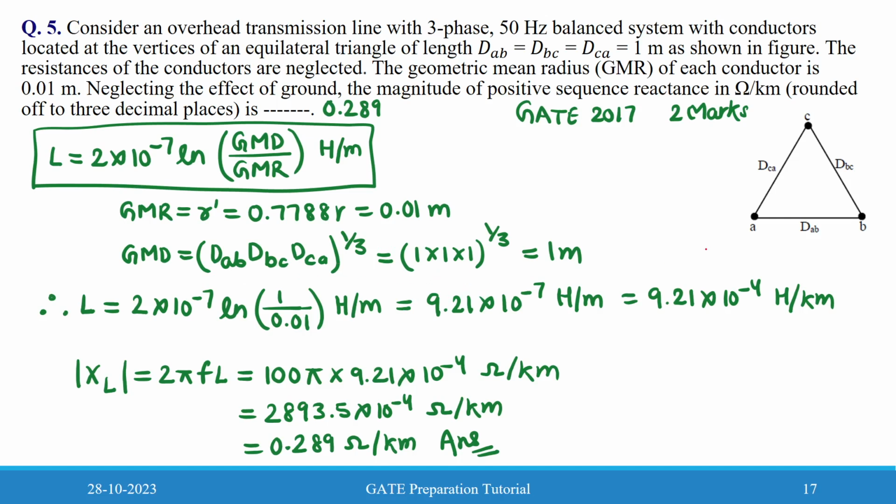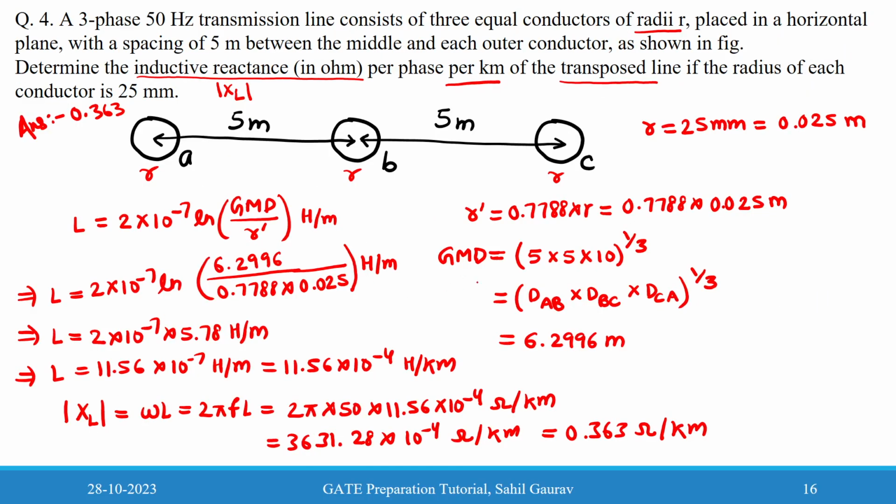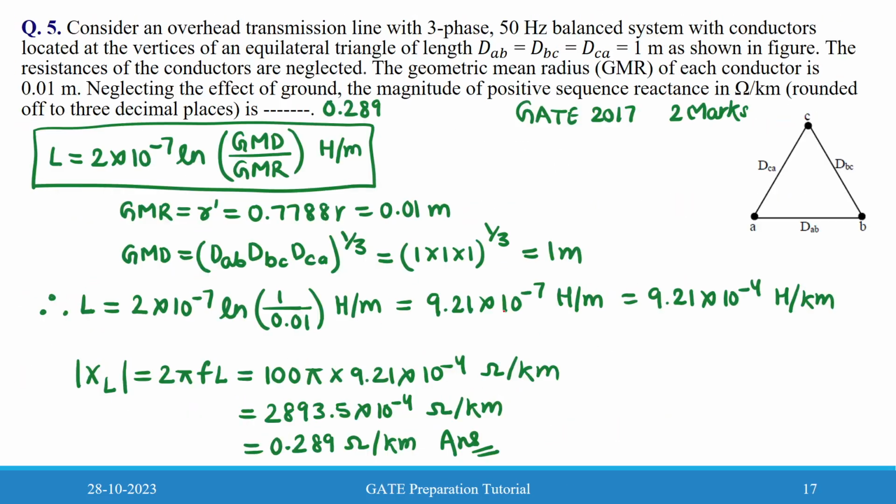So for GMD, all the distances are equal, so it will be 1 meter only, and this is symmetrically spaced, so directly you can write one distance, no need to calculate this GMD like this. And then in the last case, these distances are unequal, so we have calculated it this way. Therefore you can get this line inductance value, and finally you will get this XL. This is a similar problem we have seen in the last. This is for GATE 2017, and it is of 2 marks. See, the inductance calculations are very simple, and you just have to apply this expression only.